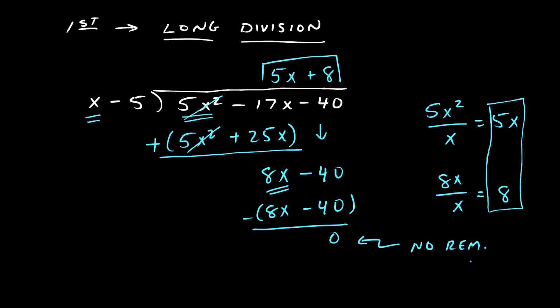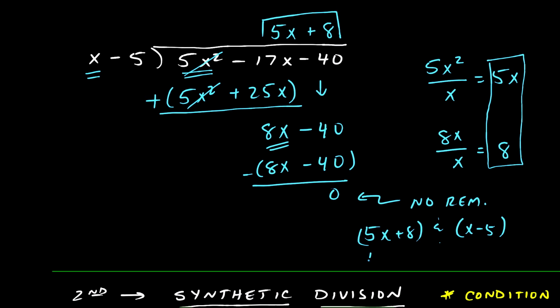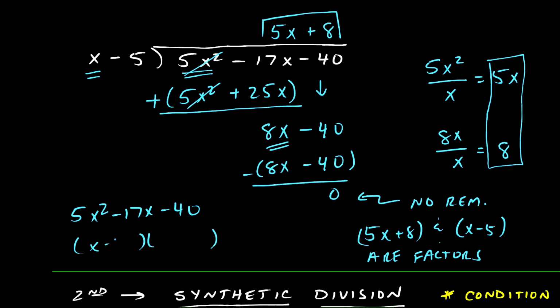So since there is no remainder, that means that 5x plus 8 and x minus 5 are factors of the dividend. And remember, our dividend was 5x squared minus 17x minus 40. Now, some of you out there may notice that, hey, with 5x squared minus 17x minus 40, that is something you can factor because it did factor. So a shortcut, if you recognize it, is you may just go ahead and factor by splitting the middle term or whatever you might do, but it doesn't always work out so nicely. That was one of the simpler examples.